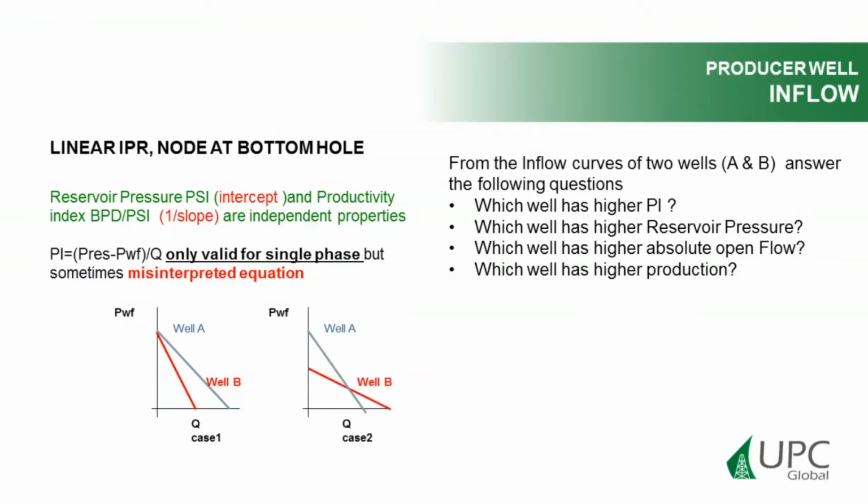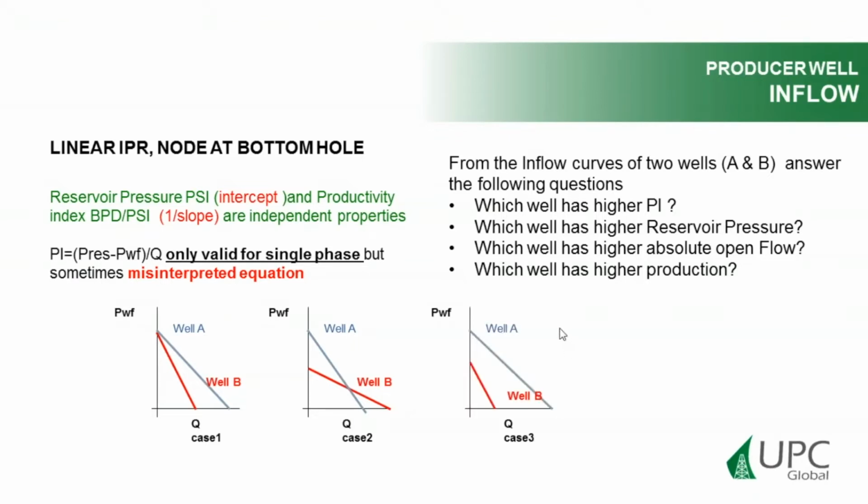In this case, well B has higher productivity index because it's more horizontal, the inverse of the slope. Well A has higher reservoir pressure because the intercept is higher. Well B has higher absolute open flow, and we cannot tell anything about the production.